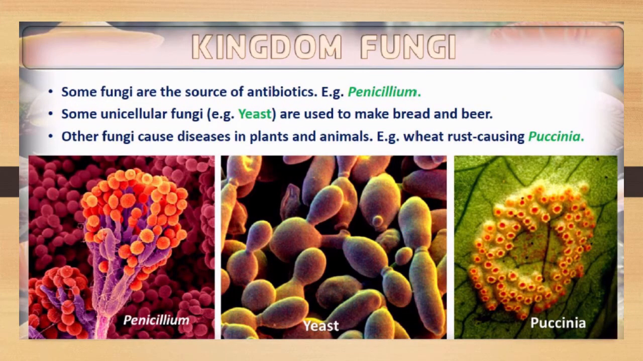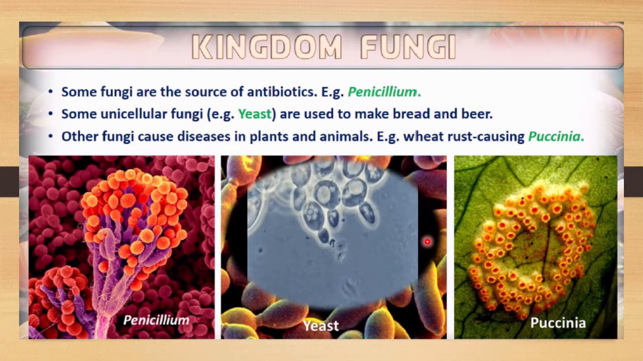Some fungi are the source of antibiotics, for example, Penicillium. This is Penicillium, and it is responsible for the production of the antibiotic penicillin. Some unicellular fungi, here you can see yeast. This is yeast, which is a unicellular organism and is used for bread making and beer making. Here you can see a photograph or microscopic view of the yeast cell. They are unicellular and responsible for bread making and the beer industry.